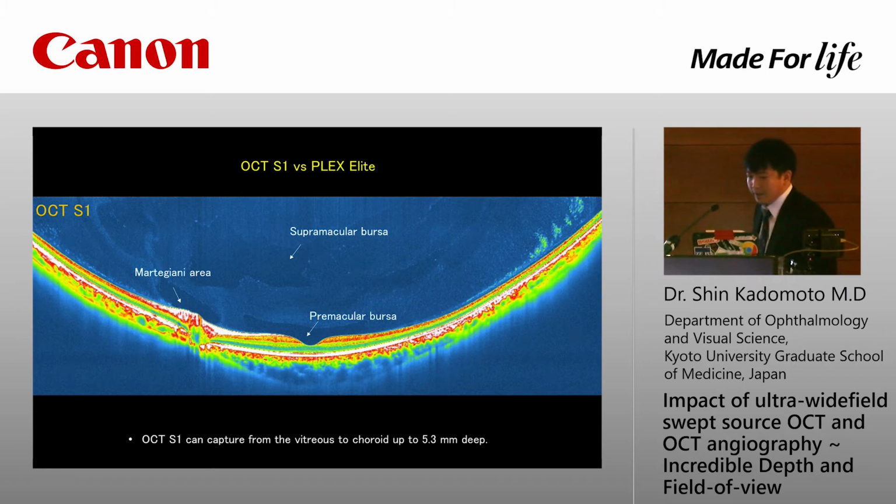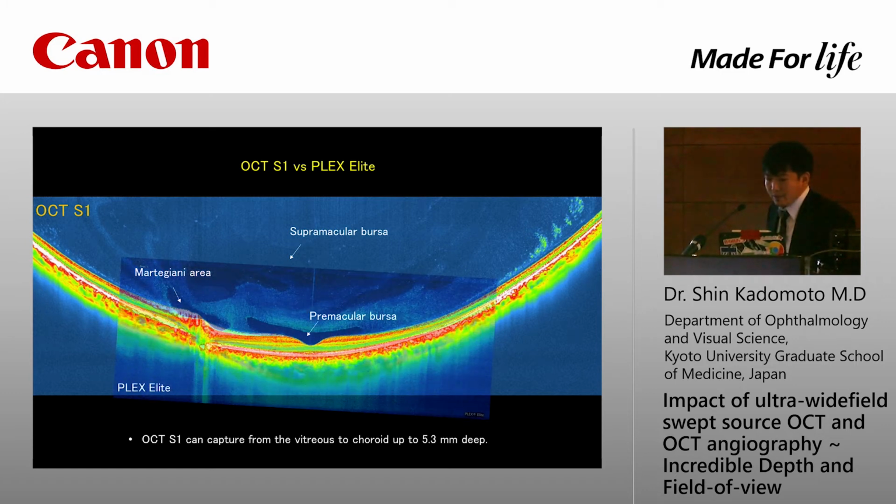But anyway, the innermost vitreous structures are good to see. Here we can see the premacular bursa, also known as Kishi's pocket, and the supramacular bursa and Martegiani's area, which is also known as the insertion of the canal of Cloquet. And compared with 16 millimeters, the 23 millimeters OCT-S1 visualizes the peripheral and more innermost vitreous structures. OCT-S1 can capture from the vitreous to the choroid up to 5.3 millimeters deep.